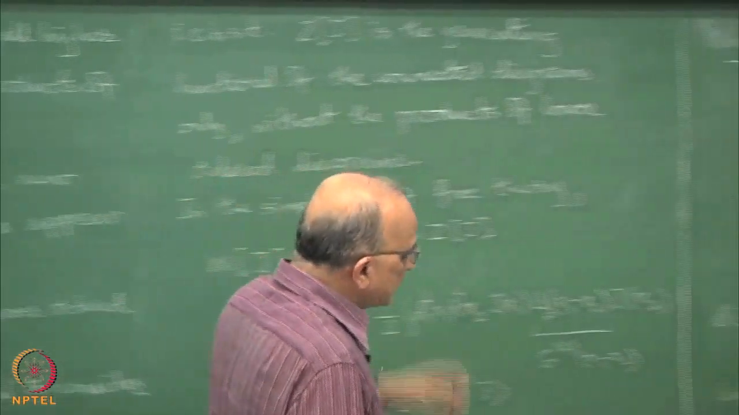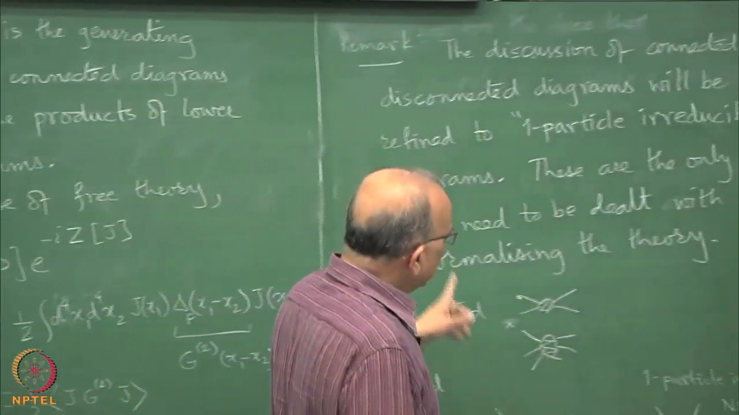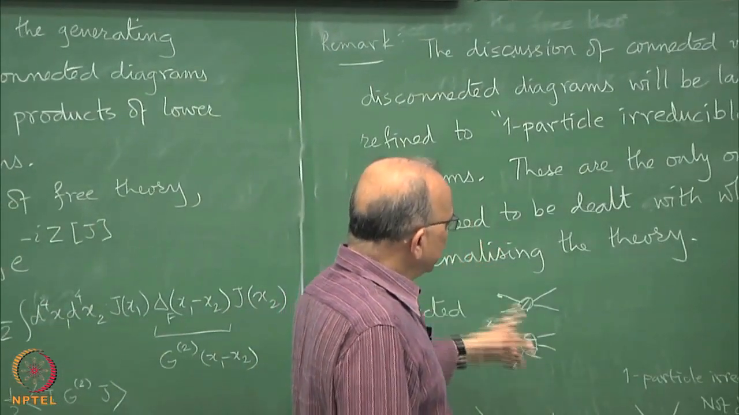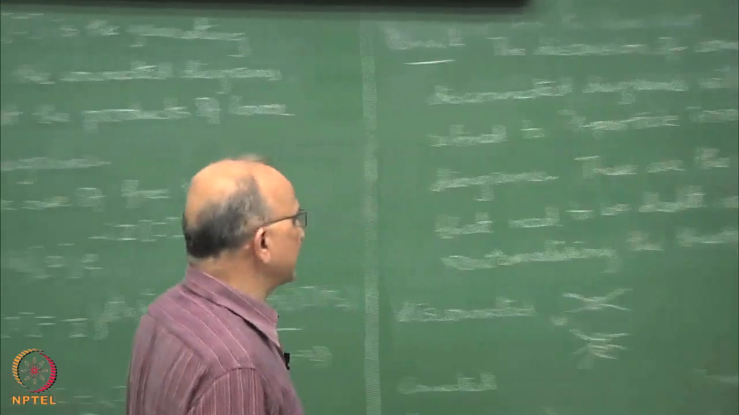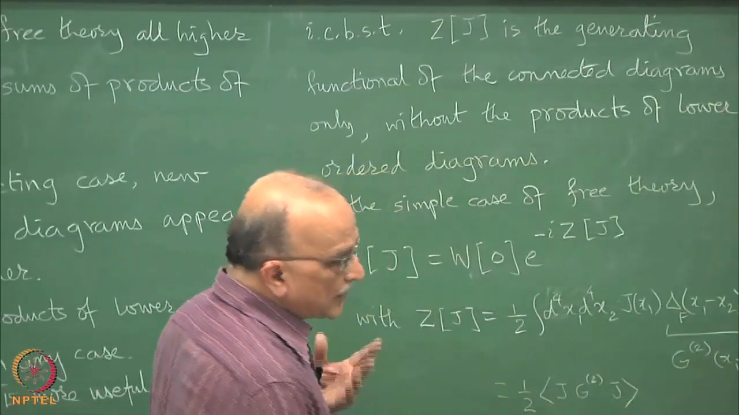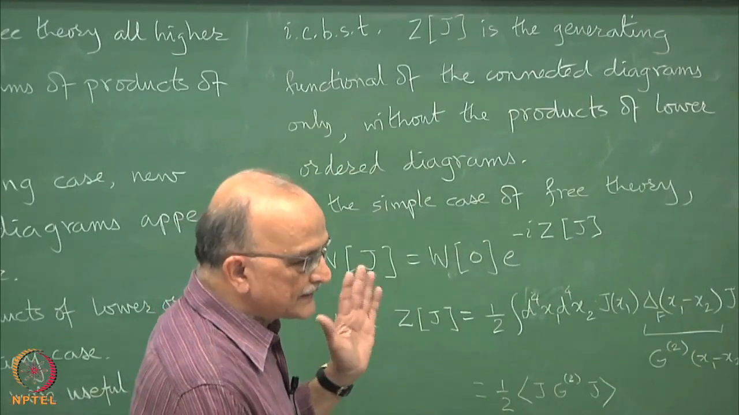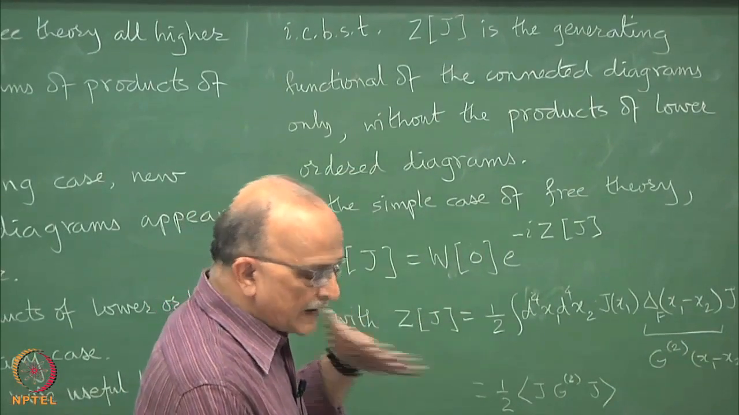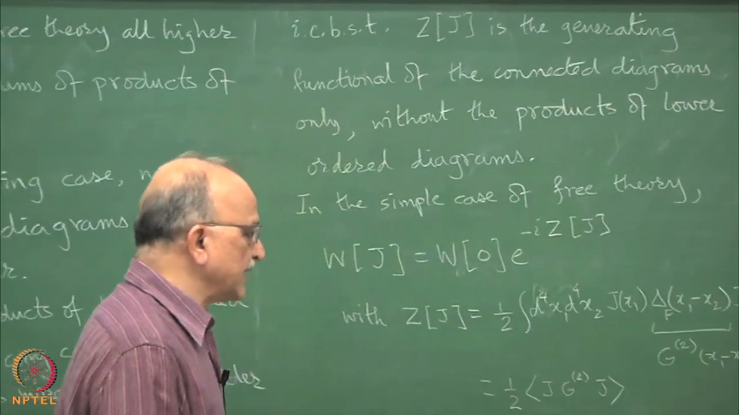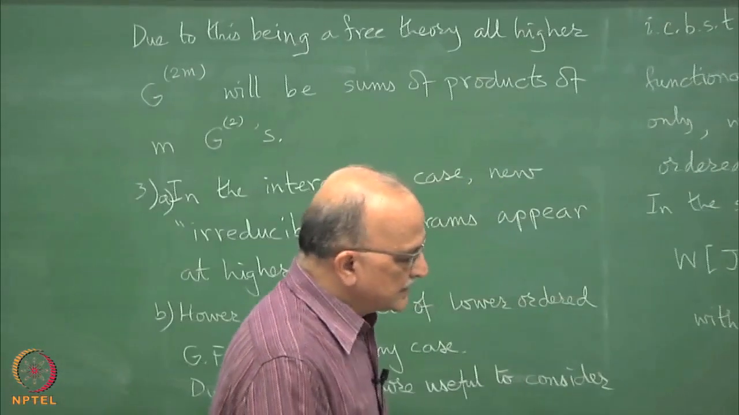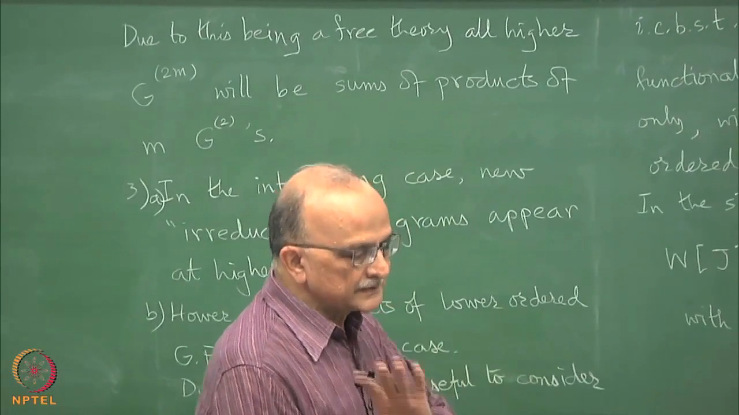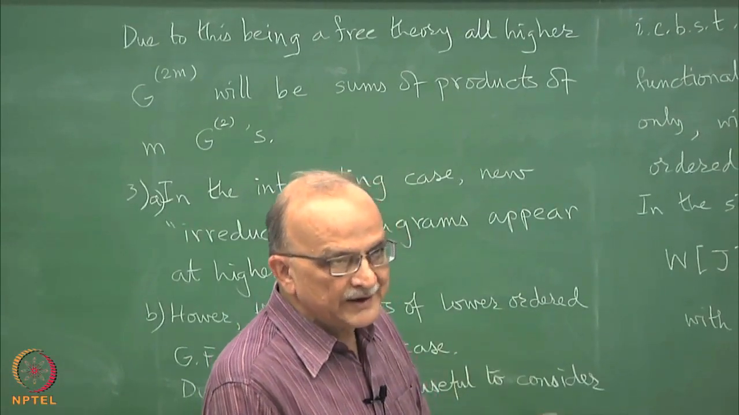And the only non-trivial thing that we have to worry about while renormalizing is the one particle irreducible diagrams. That too, there will not be too many of them. If there are too many of them, then you are sunk in the sense that you have a large number of unrenormalizable terms, and the theory reduces in its ability to predict.